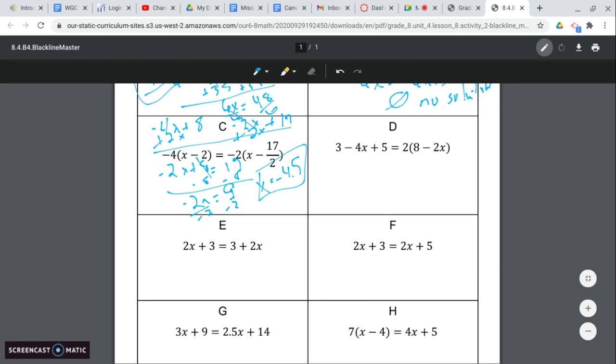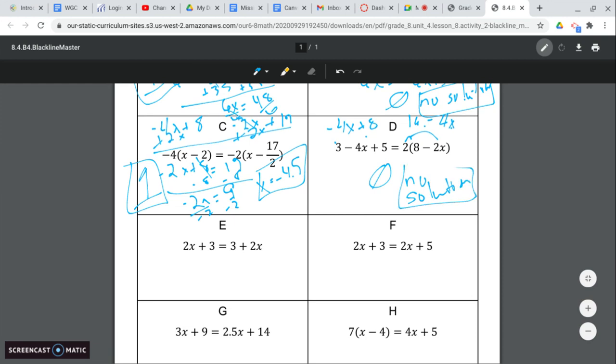So once again, what kind of solution does it have? It has 1. So you've got 1, none. The next one, simplify this side. 3 plus 5 is 8, so we have negative 4x plus 8. Here we're going to distribute. 2 times 8 is 16, minus 2 times 2 is 4x. So we've got a negative 4x and a negative 4x, 8 and 16. This is another no solution.